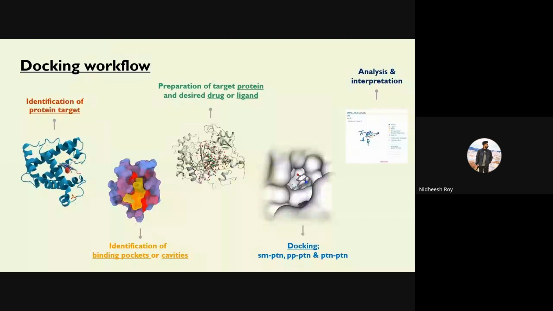In summary, docking is not a single-click process. It is a structured workflow where each step, from target selection to interpretation, contributes to the reliability and usefulness of the final results.